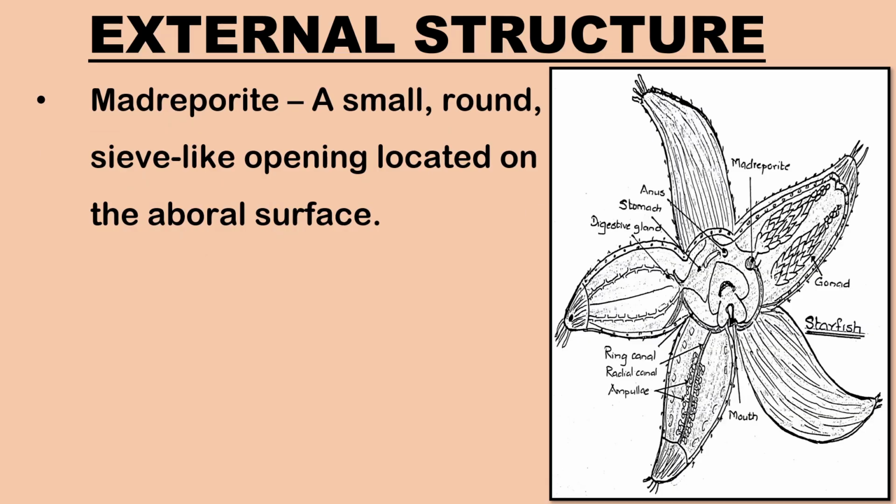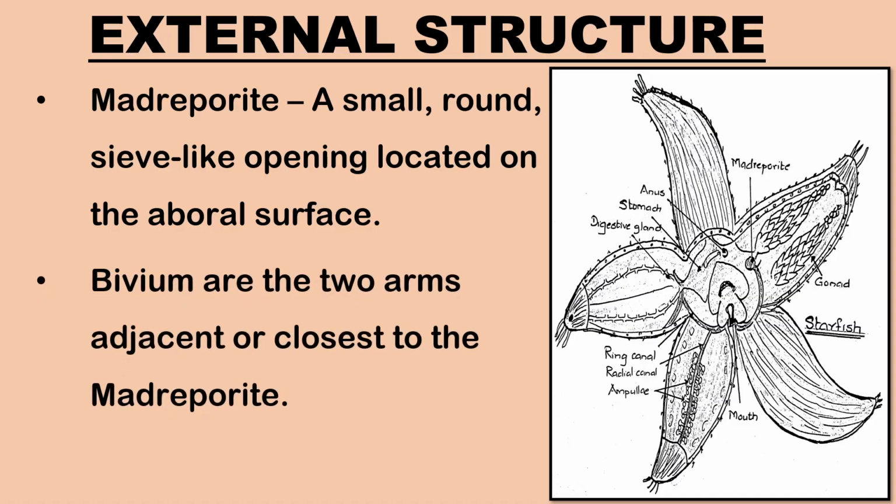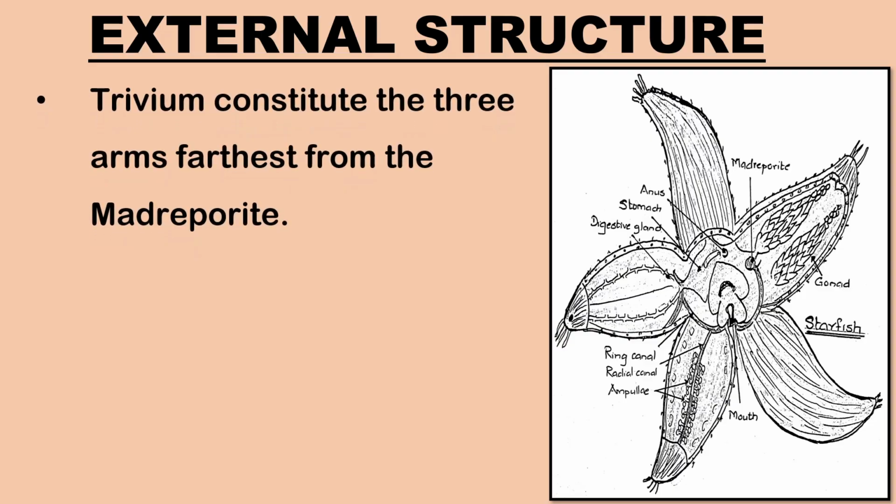Madreporite is a small, round, smooth, sieve-like opening located at the entrance of the starfish's vascular system on the upper surface. The 2 arms which are adjacent or closest to the madreporite constitute the bivium. The other 3 arms which are farthest from the madreporite constitute the trivium. The anus is a minute circular opening found on the aboral surface at the end of the digestive tract.